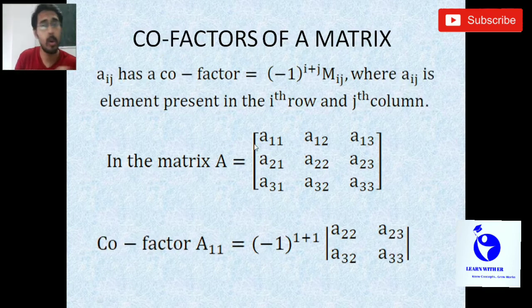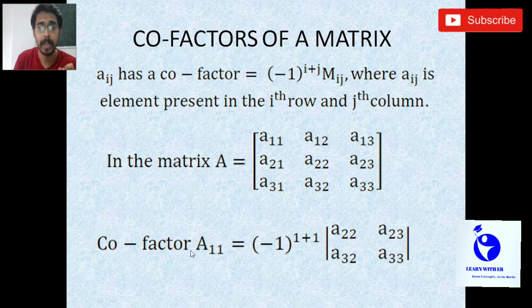Now let us go to cofactor. Cofactor is just similar to finding a minor, only a little bit of add-on is there. What is the add-on? You need to multiply the minor with -1, whose power will be the addition of the row and column of the concerned element whose cofactor I am taking.